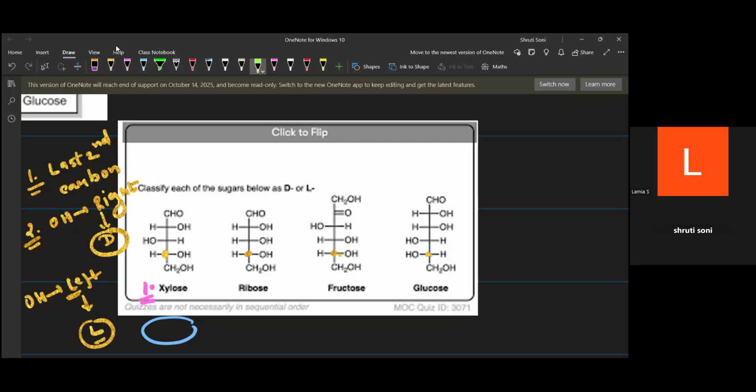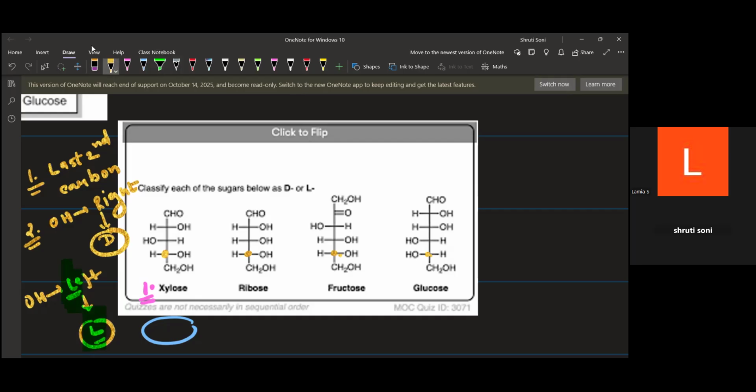Do you understand? Wait. Sorry, just give me one moment to write. Left. Okay. Right is D. L is the same as left. Yeah.